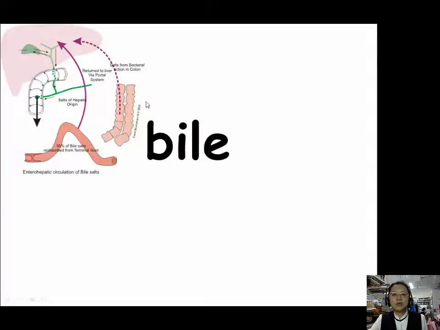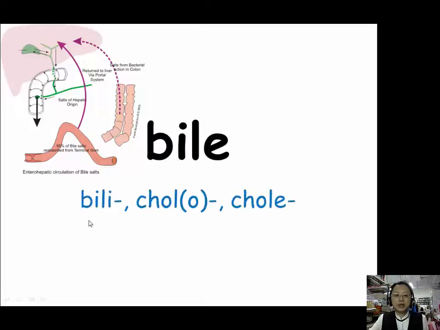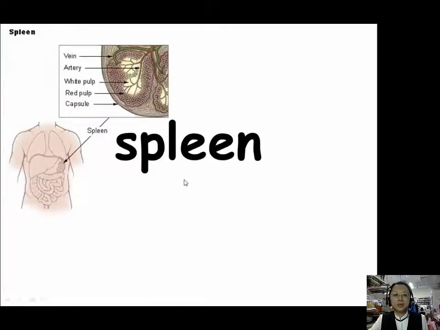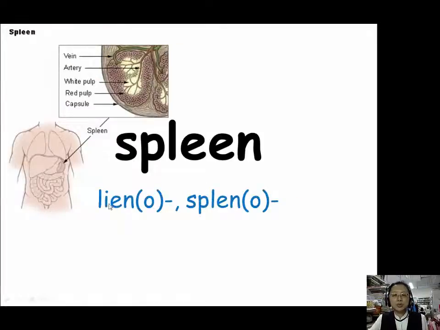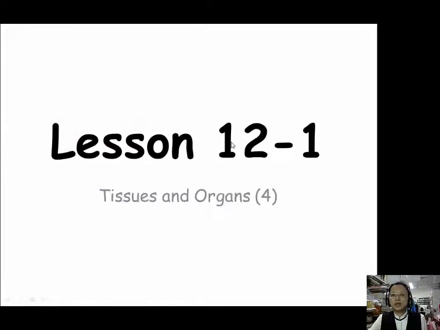For liver, we have one prefix, hepato, H-E-P-A-T-O. For bile, we have three prefixes, bili, B-I-L-I, and cholo, C-H-O-L-O, and chole, C-H-O-L-E. And spleen, we have two prefixes, lieno, L-I-E-N-O, and spleno, S-P-L-E-N-O. Now let's proceed to Lesson 12.